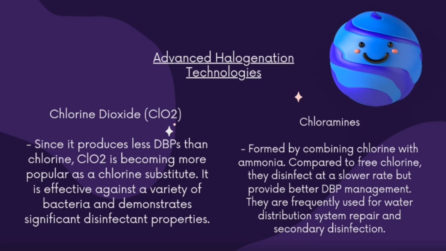it is effective against a variety of bacteria and demonstrates significant disinfectant properties. For chloramines, they are formed by combining chlorine with ammonia. Compared to free chlorine, they disinfect at a lower rate but provide better DBP management.